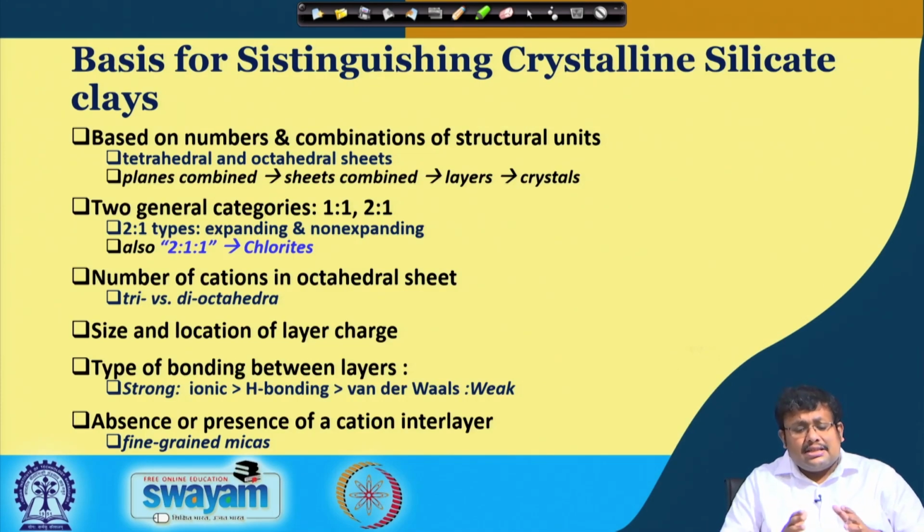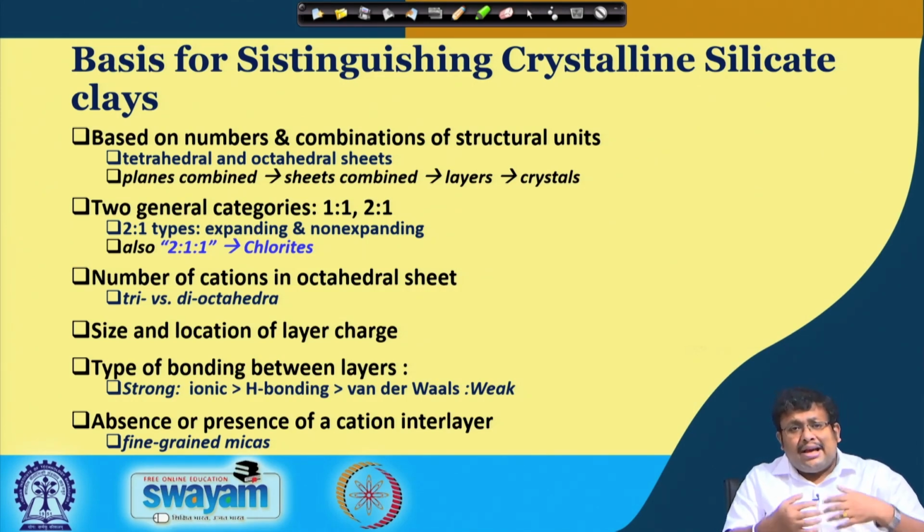So, what are the basics of distinguishing crystalline silicate clays? There are several criteria based on which we can distinguish different types of crystalline silicate clays: the number and combination of structural units, that means tetrahedral and octahedral sheets, planes combined, sheets combined, layers and crystal, which we have seen just now. And then there are two different general categories like 1:1 and 2:1. There is an intermediate category also, known as 2:1:1 or 2:2. An example is chlorite, we will see it in our lecture.